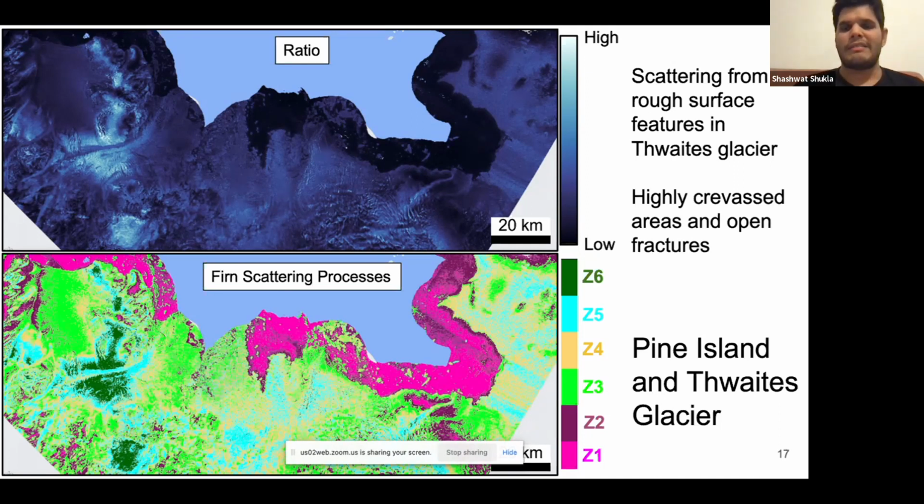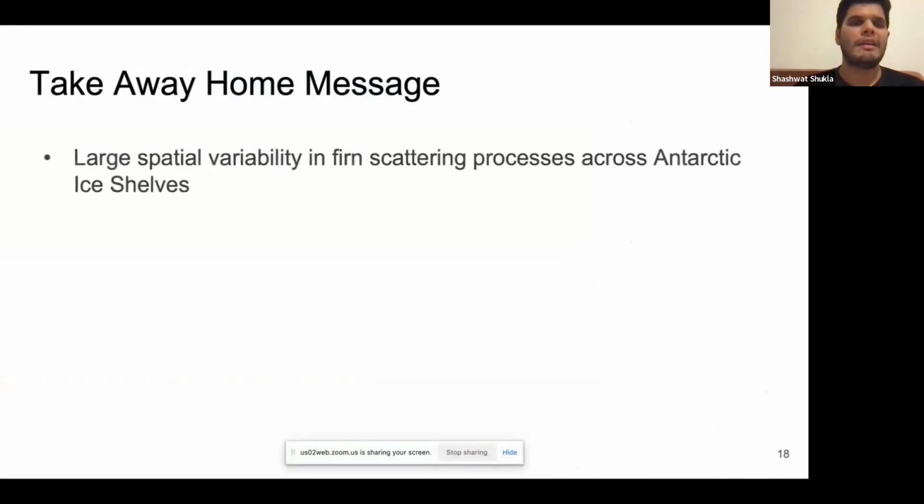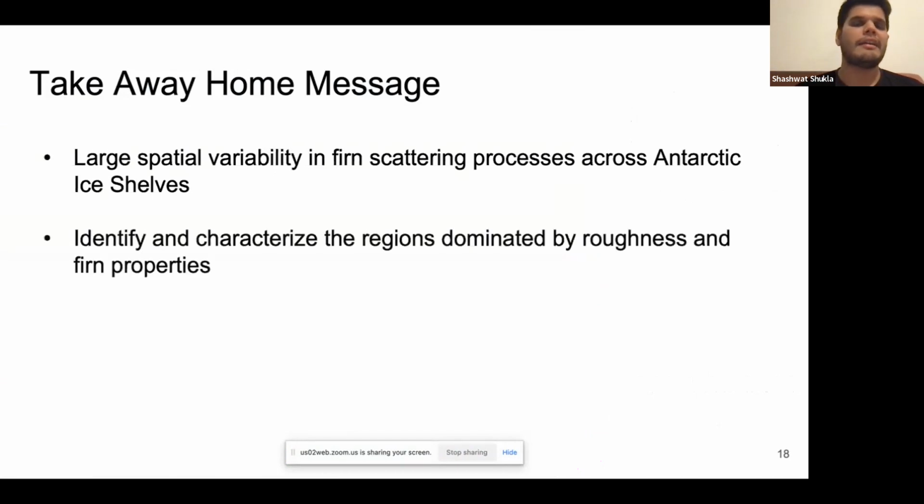And so, yes, this is about it. The main takeaway messages from here are that large spatial variability is observed in firn scattering processes across Antarctic ice shelves. It is mainly used to identify and characterize the regions which are dominated by roughness and firn properties. And we can also use this information for a more detailed analysis when it comes to understanding the ice shelf instability and also the health of the firn.